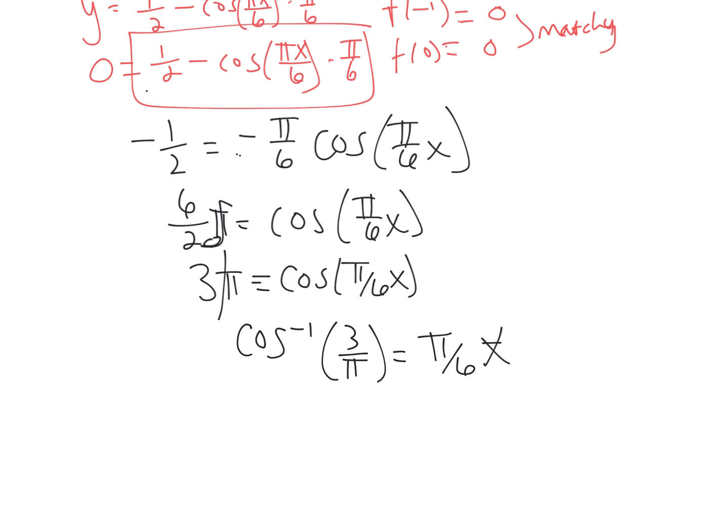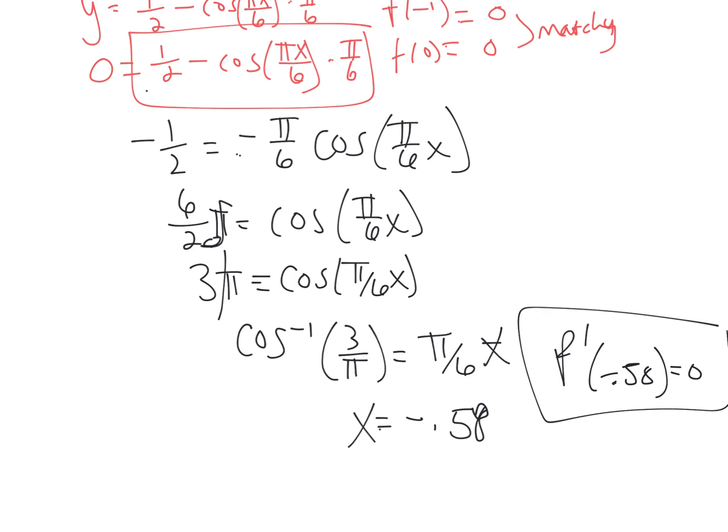Now, just so you know, when you do that in your calculator, you end up with -0.58, which is in that interval they gave you, so that works. So you don't actually need to find two answers like we used to in pre-calc. So you would say f prime of -0.58 equals 0, and that is your answer.